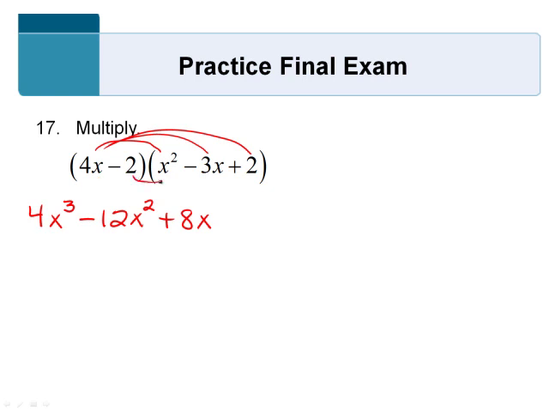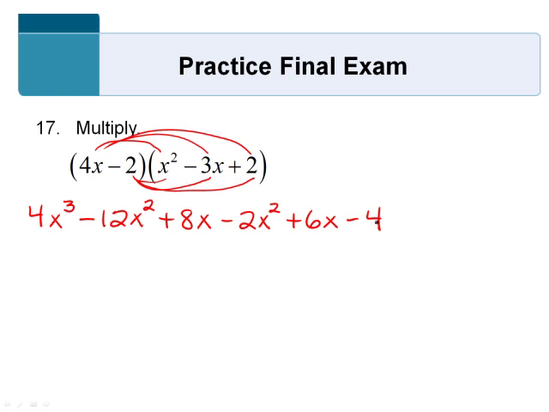Now you go back with negative 2, and you're going to multiply negative 2 times all those terms. So we're going to get negative 2x squared. And negative 2 times negative 3x would be positive 6x. And negative 2 times 2 would be negative 4.